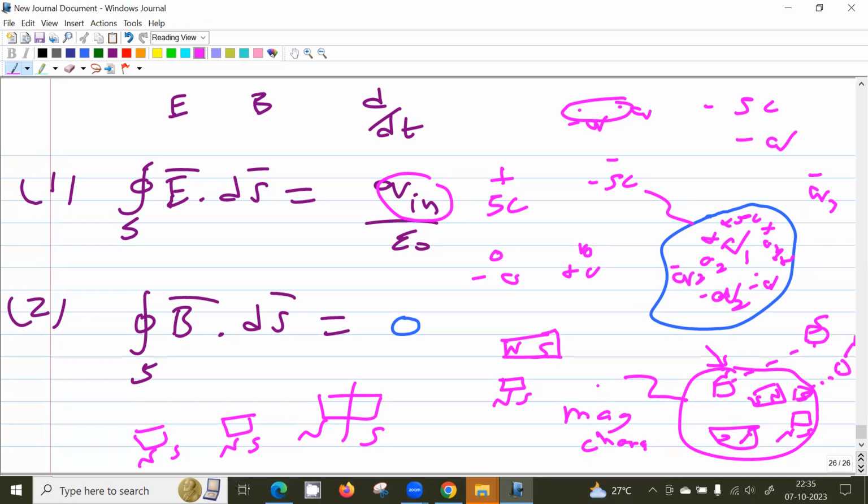Whatever magnetic charge is present will all be in terms of pairs, and this pair combination is 0, like plus Q minus Q, net charge is 0. Understood? So the net magnetic charge inside a closed surface is 0. So that's why integral B dot ds over a closed surface, which is the Gauss law analogue of electrostatics, is 0. So this is the second Maxwell's equation.